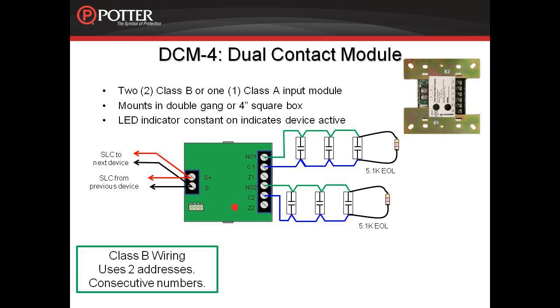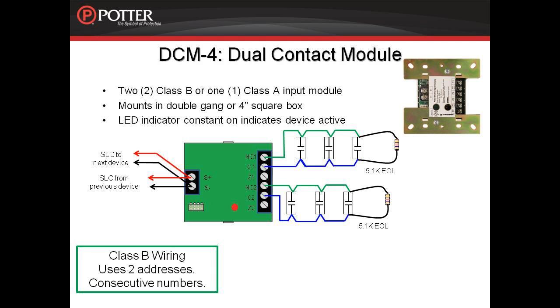The DCM-4 or dual contact module is very similar to the MCM and the SCM. The SLC terminates the same. The end-of-line resistor is the same, 5.1 k ohms. The big difference is it can be used to monitor 2 contact points, each with a unique address. It uses 2 consecutive addresses. The unique addressing allows the points to be programmed individually if needed.